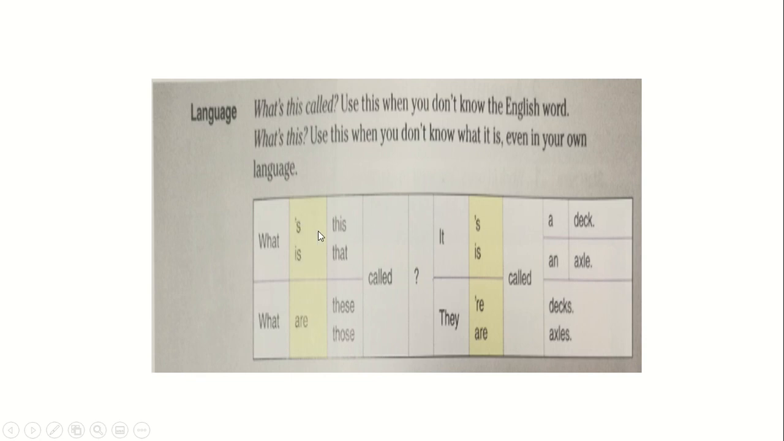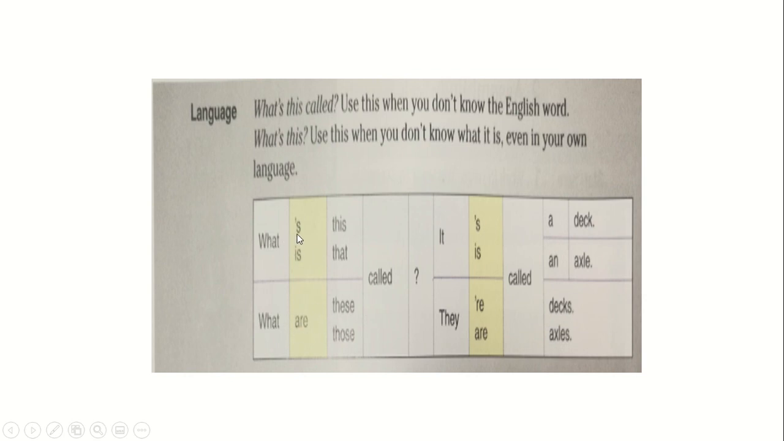Why do we use this and that here? Very good, because we're talking about the singular thing, مفرد. Okay. What are these or those? Why are we using these and those here? Excellent, because we are talking about plural, جمع. We know it from are.